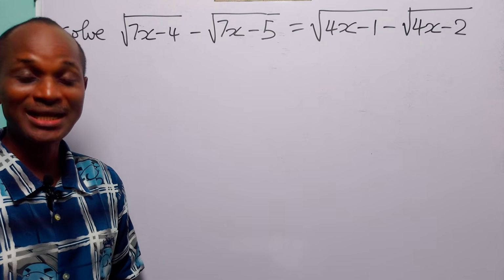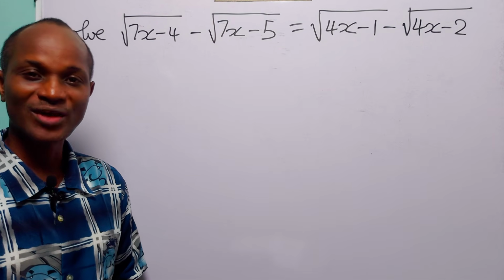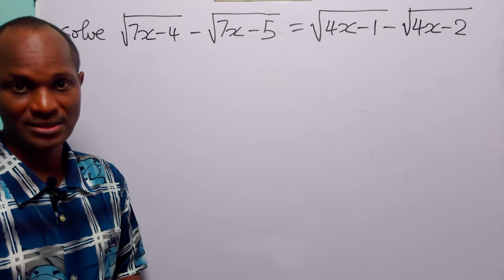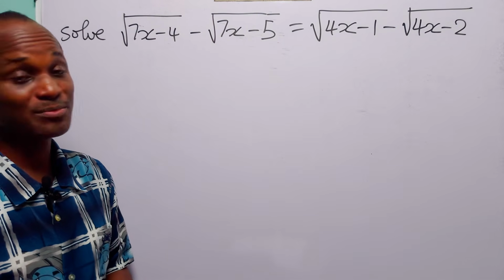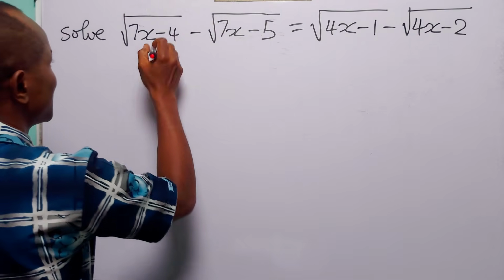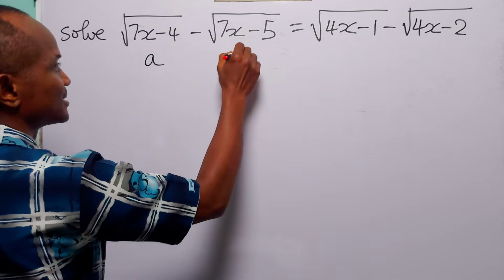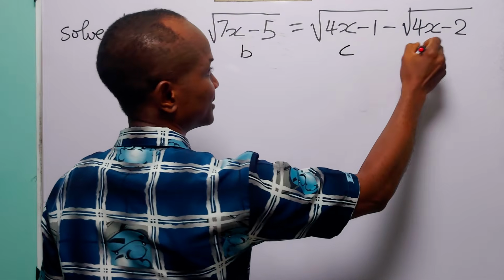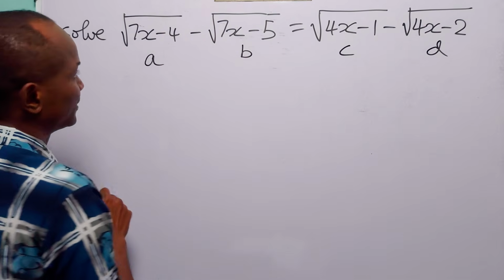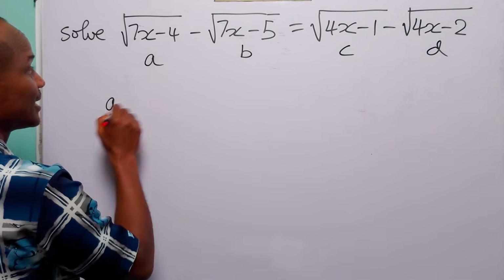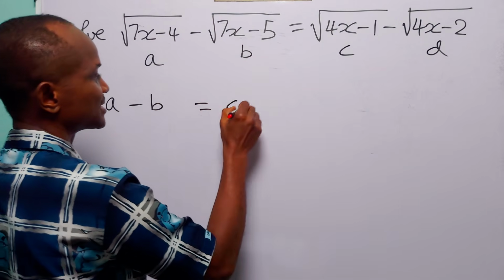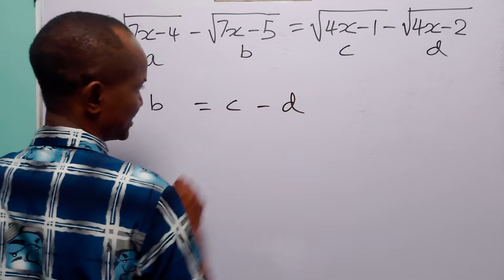Hello and welcome. In this math tutorial, our task is to find the real values of x that satisfy this radical equation. Now, to solve this problem, for convenience, let us label the square roots. Let this be a, this b, this c, and this d. Now, we can write the original equation as a minus b is equal to c minus d.